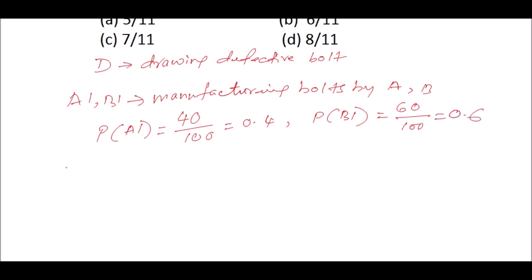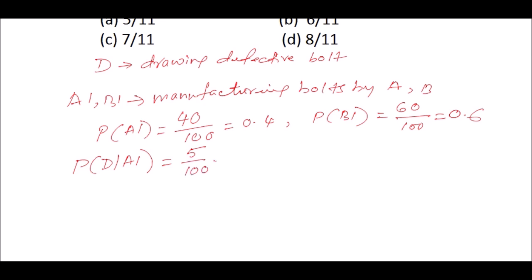Now you can see, another thing, we can find the conditional probability that it is a defective bolt when we already know that it is manufactured by machine A. Therefore, what is the probability? That is 5%, it manufactures defective bolts.